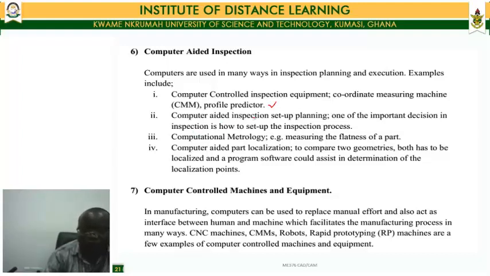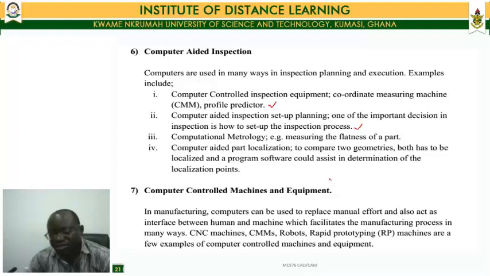Now, you can also have computer-aided inspection setup planning, which is very important because one of the important decisions in inspection is really how to set up the inspection process. So if you get a computer-aided inspection setup planning, that really helps. Then you have computational metrology. That is measuring the flatness of a part. So you can have a computer-aided inspection technique that will probe to check the flatness of the part.